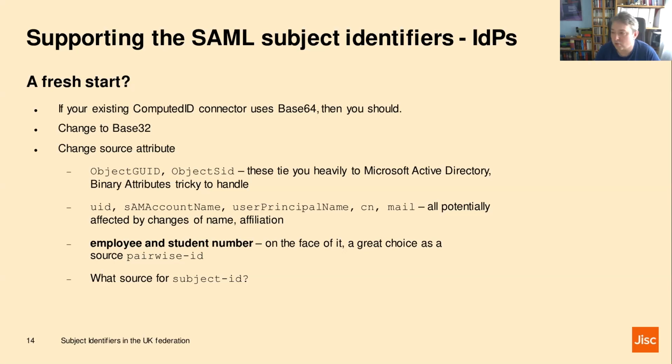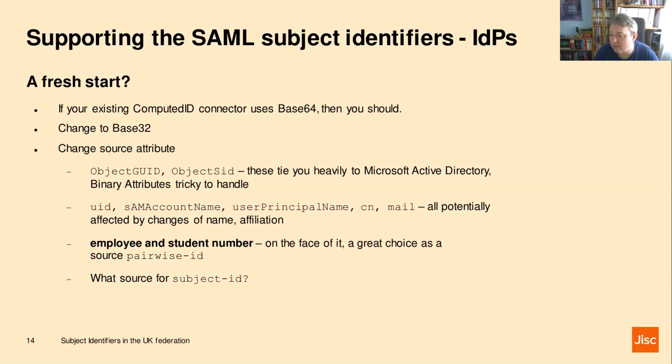It's also a chance to change the source attribute. Those attributes we talked about in the poll, objectGUID and objectSID, tie you heavily into Microsoft Active Directory, and binary attributes are tricky to handle. If you've seen recent announcements from us, that comes to light in people doing upgrades and things. UID, SAM account name, user principal name, CN, and mail are potentially affected by a change of name or affiliation with the organization, or any other change you might make. So they can be tricky.